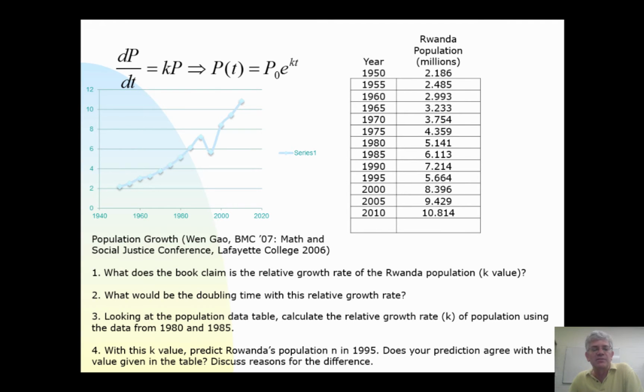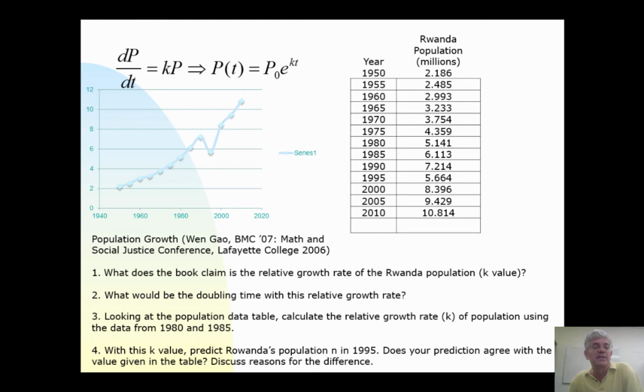So here we ask standard things: what's the growth rate? What's the doubling time with this growth rate? Given the data table, calculate the growth rate, figure out the exponential solution. And then the key connection is, how does your predicted population match the actual population for 1995?